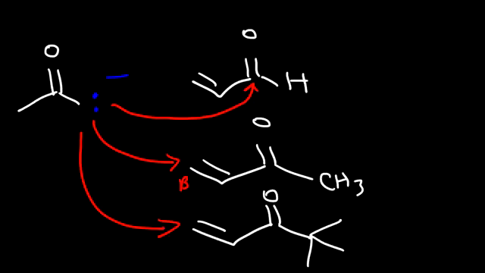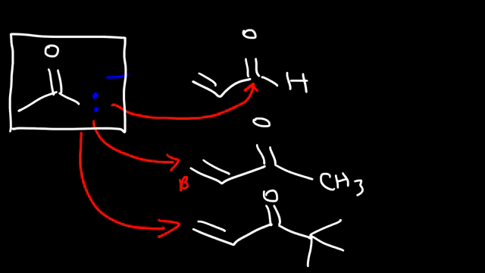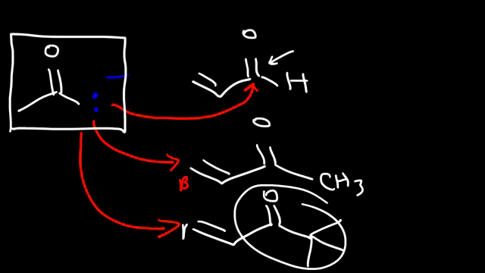So there's two things you need to look at: the strength of the base that you're using, and also the accessibility of the carbonyl group. If it's accessible, then a strong base is going to attack here. If it's not accessible, both the strong base and the weak base will attack at the beta carbon.